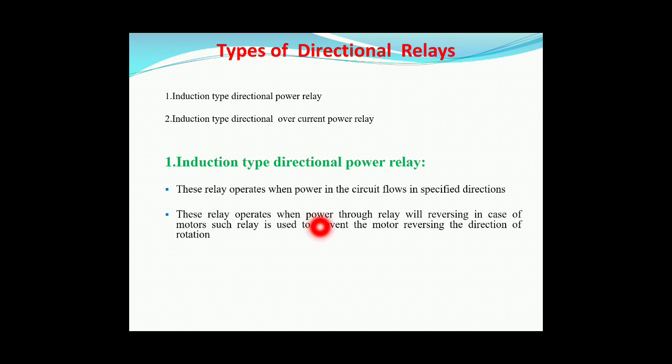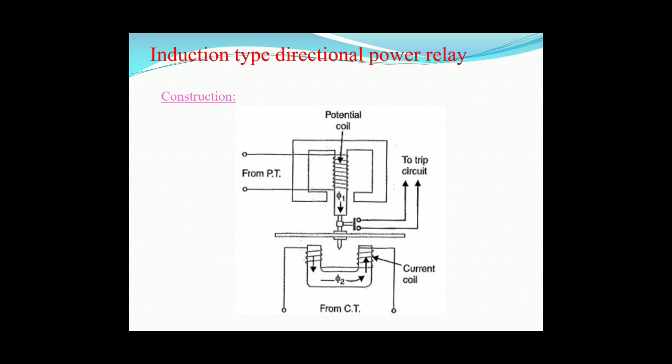This relay operates when the power through the relay reverses, in the case of a motor. Such relays are used to prevent the motor from reversing its direction of rotation, because the reverse direction of the motor may cause failure. In that case we use the directional type of relay. This is the main aim of a directional power relay.